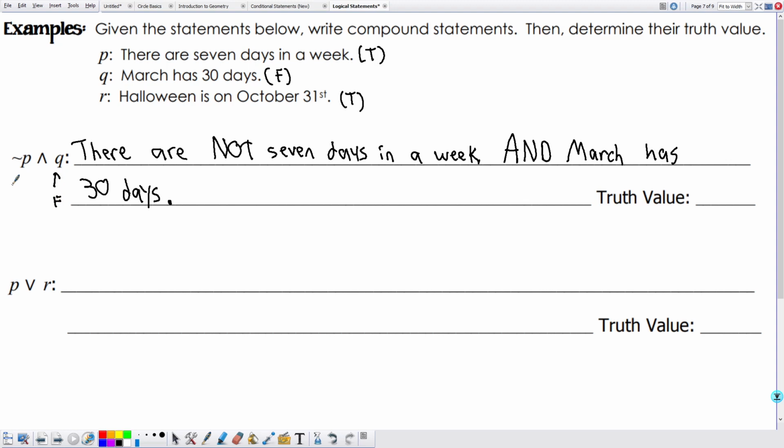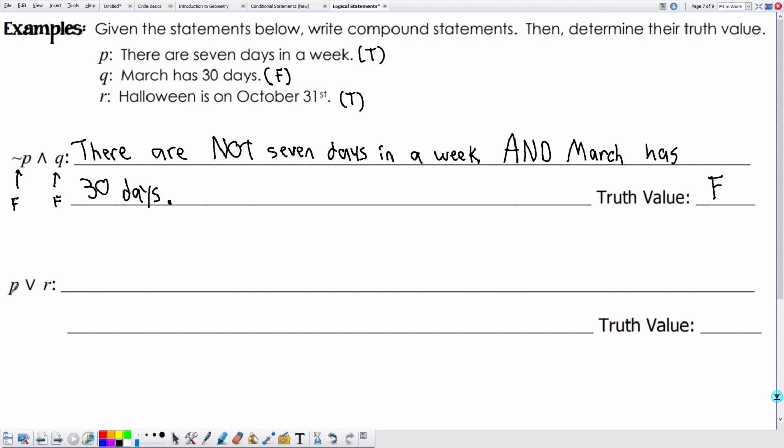But let's also remember that even though we know statement P is true, since we're using the negation, that's also going to be false because it's always the opposite truth value of the original statement. So we have 2 falses, which really doesn't change the truth value. It's still going to be false, but it's just something to note as we're working on these. And if you even read the statement, there are not 7 days in a week, you can kind of obviously intuitively tell that that's a false statement. All right, let's look at the next one.